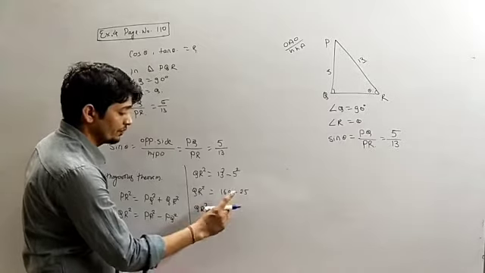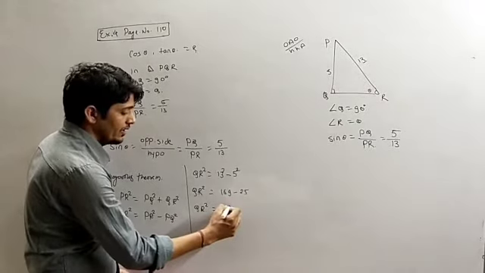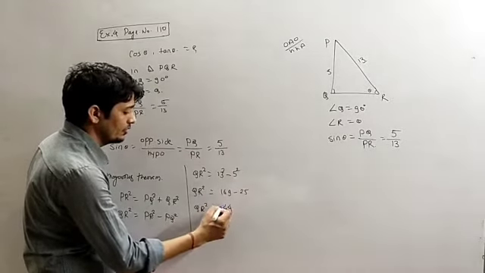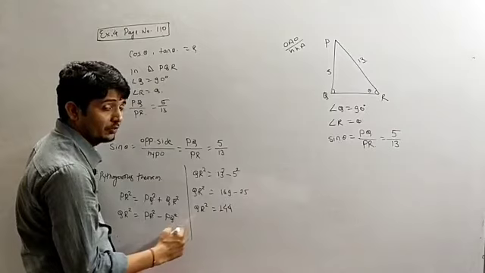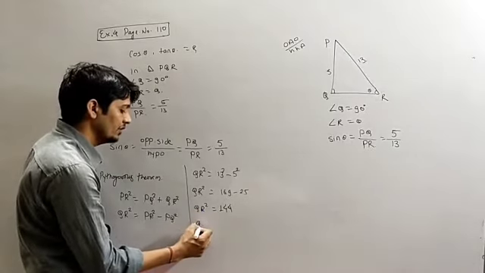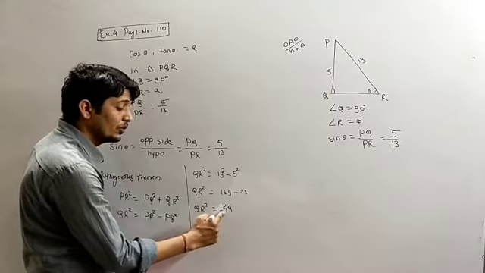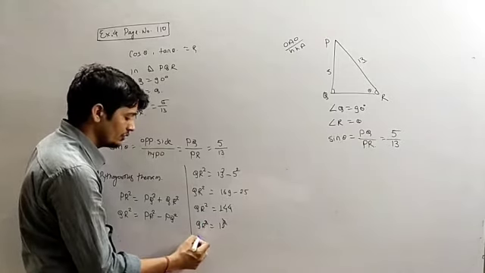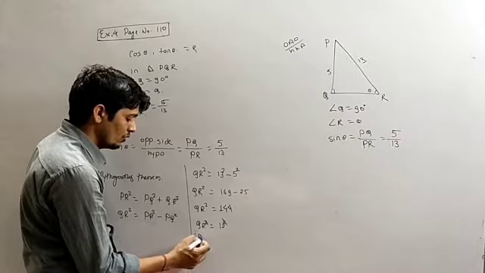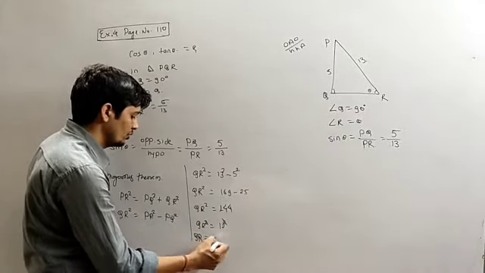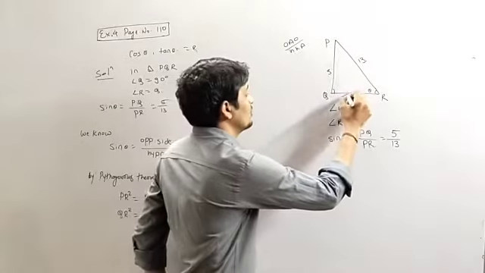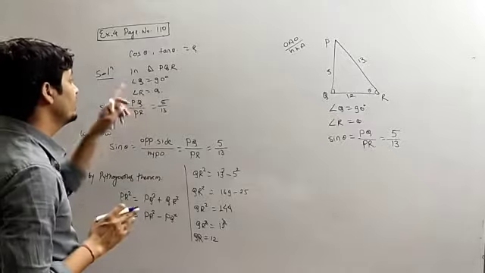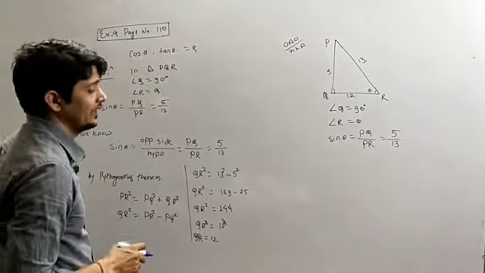So QR square equals 9 minus 5 is 4, 6 minus 2 is 4, and 1 minus 0 is 1. So we have 144. What is 144? It is square of 12. So square and square will get cancelled. We got QR equals 12. So we got the measure of all the sides, and we can easily calculate cos theta and tan theta.